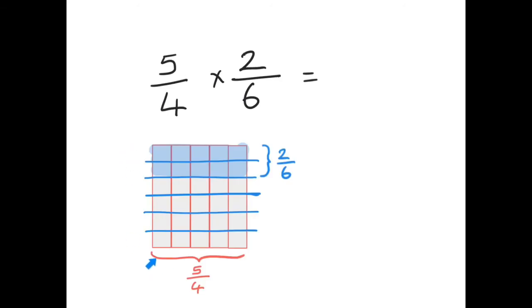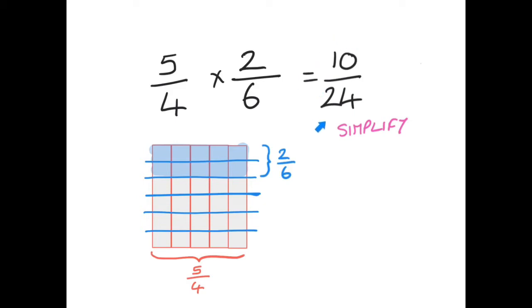Here's my model. I can see I've got 5 quarters going across the bottom here. They've been divided into 6. Here are my 2/6 of the 5 quarters. Okay. So we continue as normal and we multiply our numerators and we multiply our denominators. 5 multiplied by 2 is 10. 4 multiplied by 6 is 24.